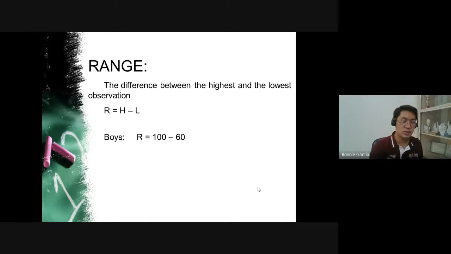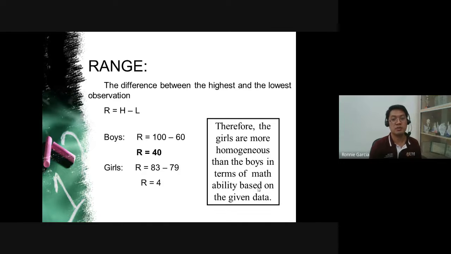So kung sa boys, ang highest nila is 100, nakakuha og 100 si Tom, pangalan lang ato. And then ang lowest is 60. So the range of the boys is 40. While sa girls, ang highest nila is 83 and lowest is only 79. So what is the range of the girls? 4. So between the two, which is higher? Of course, 40. So it means that mas kalat ang score sa boys. As compared sa girls, ang score sa girls is mas uniform. So in other words, we can say that the girls are more homogeneous. When we say homogeneous, almost the same sila, almost uniform ang ilahang scores as compared to the boys in terms of math ability based on the given data.